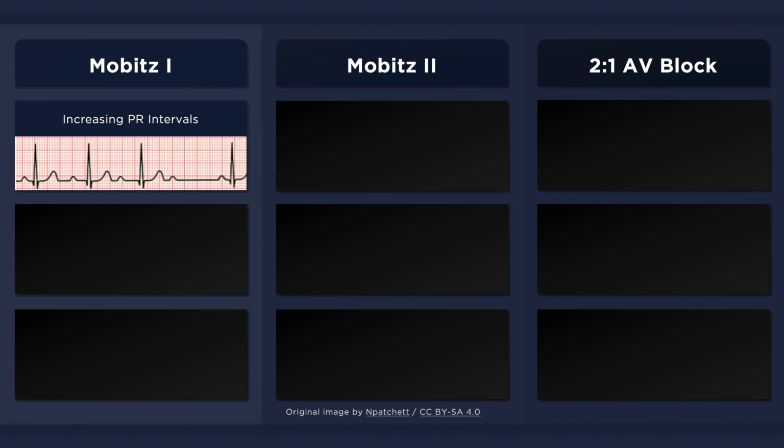Type 1 second degree AV block, also termed Mobitz 1 or Wenckebach, is characterized by progressive lengthening of successive PR intervals until an atrial impulse fails to conduct to the ventricles. The lack of conduction to the ventricles results in a pause in the rhythm and the absence of a QRS complex on the ECG. Notice how the baseline PR interval, that is, the first PR interval following a non-conducted P wave, lengthens from beat to beat until a beat is dropped.